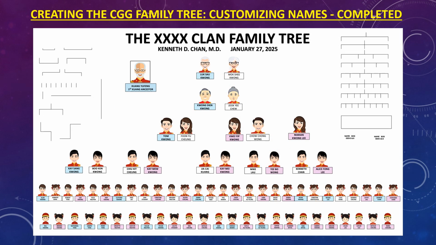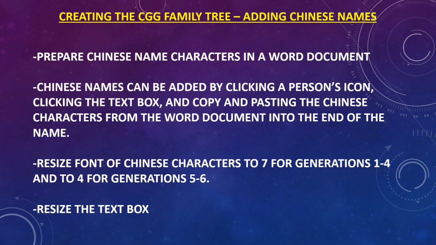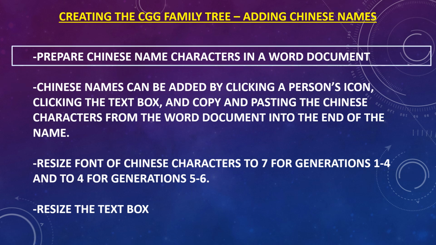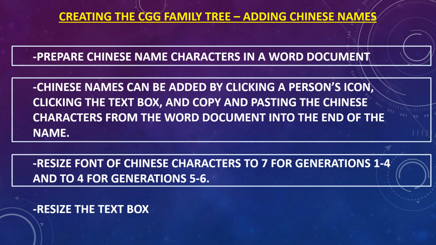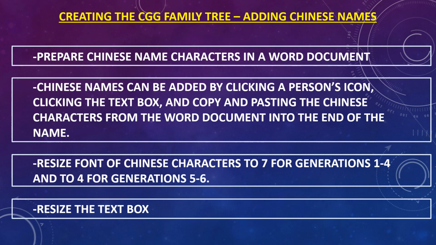CGG family tree template, customizing names, completed. Instructions for CGG family tree template, adding Chinese names. Prepare Chinese name characters in a Word document. Chinese names can be added by clicking a person's icon, clicking the text box, and copy and pasting the Chinese characters from the Word document into the end of the name. Resize font of Chinese characters to 7 for generations 1 to 4 and to 4 for generations 5 to 6. Resize the text box.